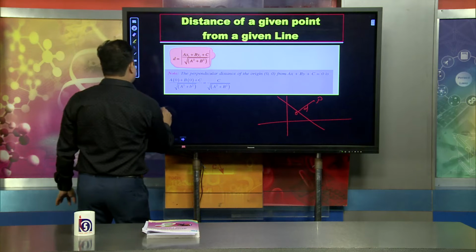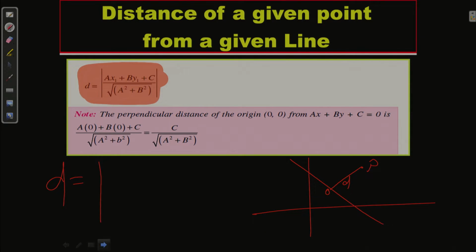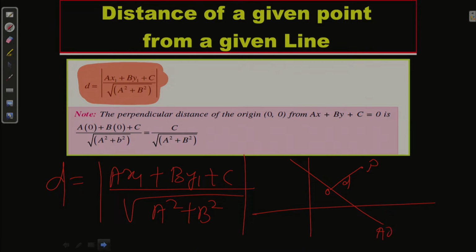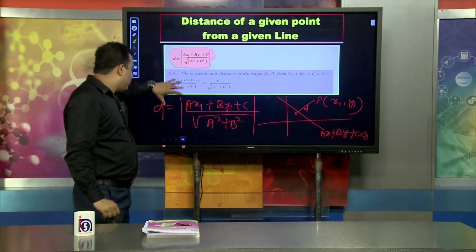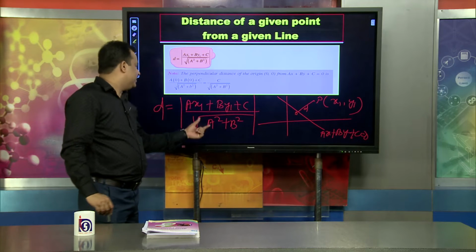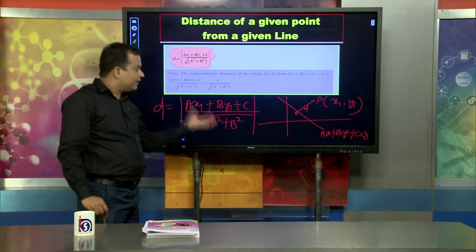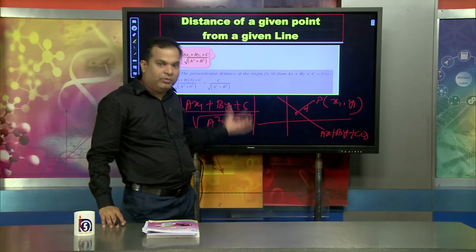That means simply I can say the value of D is equal to the modulus of Ax1 plus By1 plus C divided by the square root of A square plus B square. The equation of the straight line, the general equation I have written, is Ax plus By plus C equal to 0, and the point is (x1, y1). Then the distance is equal to the modulus of Ax1 plus By1 plus C divided by the square root of A square plus B square. That formula is very important. Remember, that formula is very important.